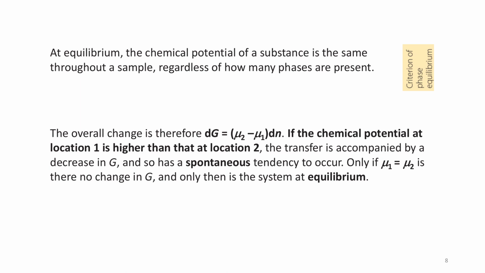We can make the preceding argument quantitative. Transfer a small amount, dN, from location 1 to location 2. The Gibbs energy change is the chemical potential at the destination times dN minus the chemical potential at the source times dN. Therefore dG equals (mu2 minus mu1) dN. If mu1 is greater than mu2, dG is negative and transfer from 1 to 2 is spontaneous. The reverse transfer would increase G. Only when mu1 equals mu2 does the first-order driving force vanish.